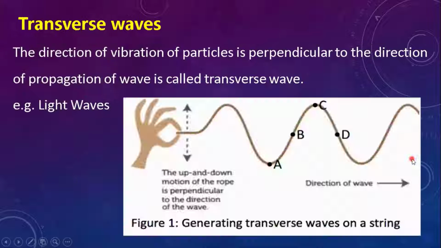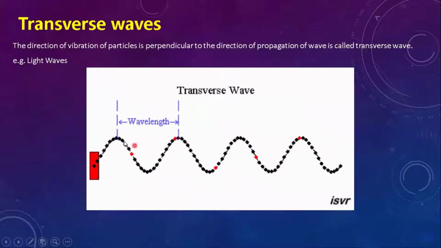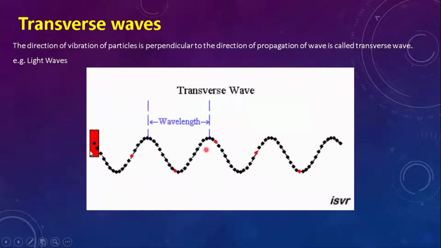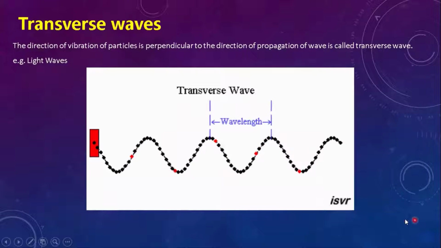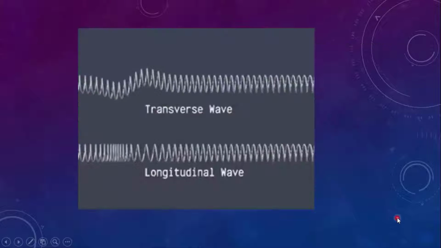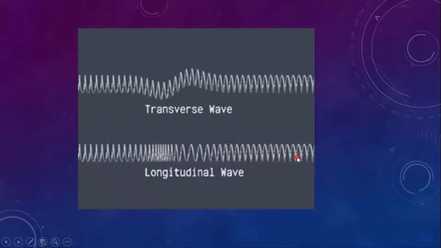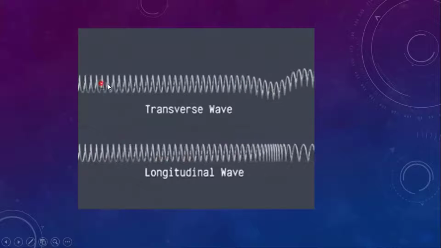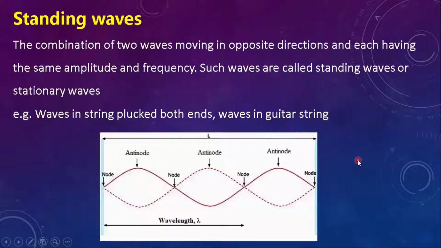Whereas in the case of transverse waves, the wave is propagating in this direction, but the oscillation is in the vertical direction. That is, these two are perpendicular. So this is what transverse waves are. This is the difference: the spring oscillating in the same direction as the wave, but here the spring is oscillating perpendicular to the propagation of the wave. And standing waves.